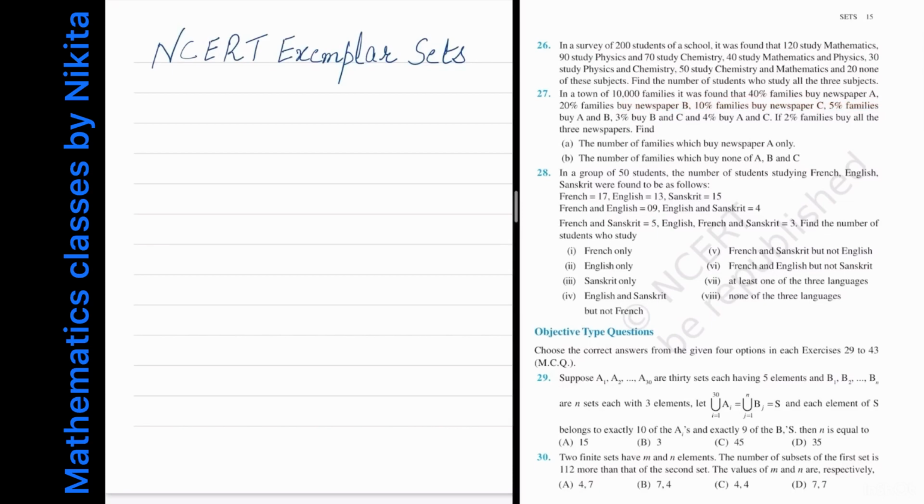In a town of 10,000 families, it was found that 40% families buy newspaper A, 20% families buy newspaper B, 10% families buy newspaper C, 5% buy A and B, 3% buy B and C, and 4% buy A and C. If 2% families buy all the three newspapers, you have to find number 1, the number of families which buy newspaper A only, and secondly the number of families which buy none of A, B and C. So basically this question is based on the formulation of three sets.